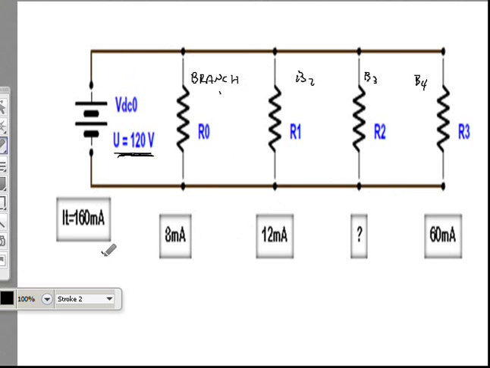Now, in this case, I know what my total current is. I got 160 milliamps total current. So I have 8 milliamps in branch 1, 12 milliamps in branch 2. Don't know what branch 3 is, but I got 60 milliamps on branch 4. So I've got a total right there of 80 milliamps.